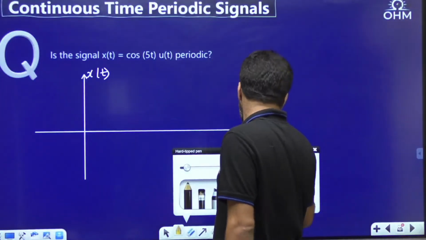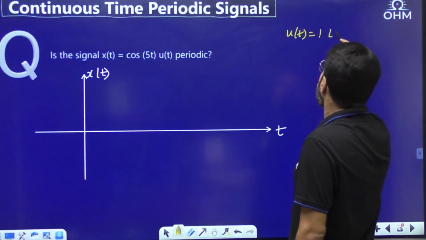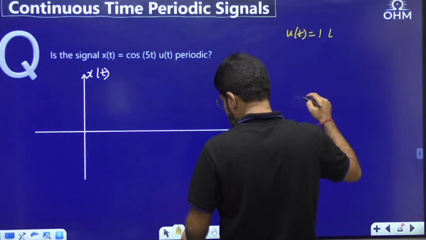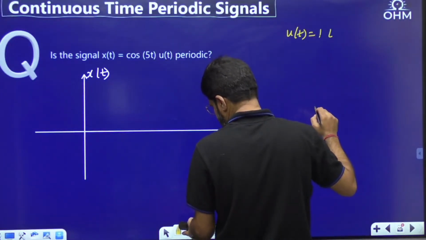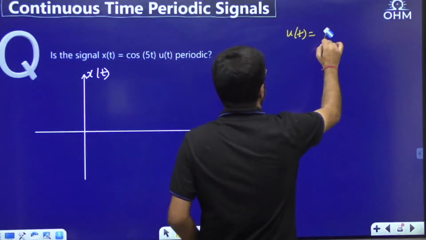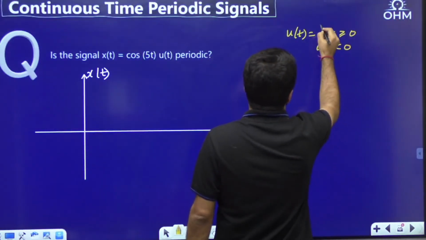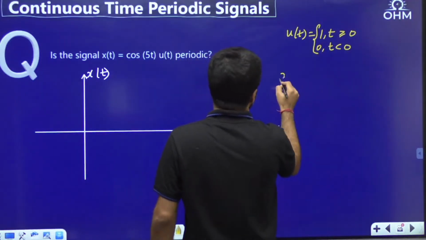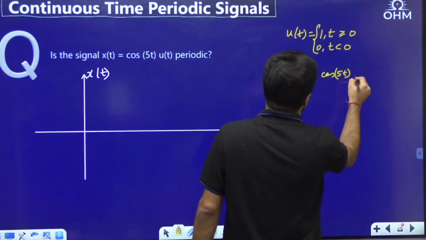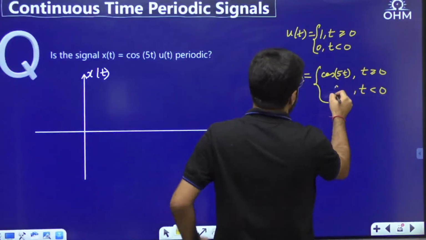So what is the waveform for this? We all know that u(t), the unit step signal, equals 1 for t greater than or equal to 0, and it is equal to 0 for t less than 0. That means when you want to write down the signal x(t) given here, cos 5t into u(t), it will be cos 5t, and u(t) will be 1 if t is positive. But if t is negative, cos 5t into 0 will be 0.